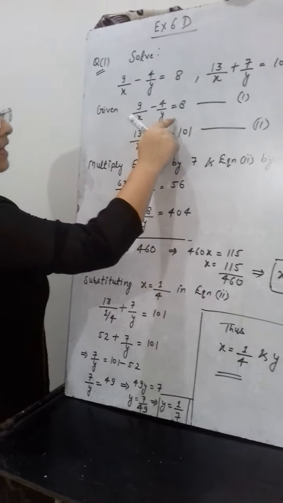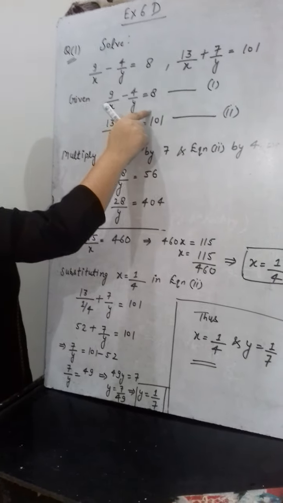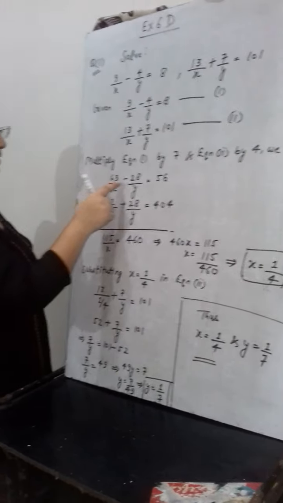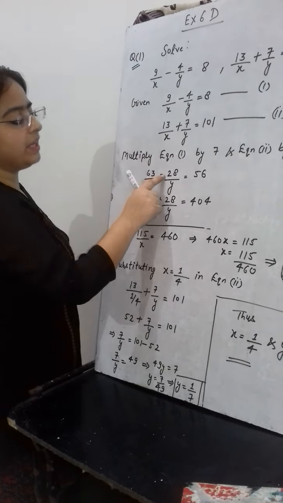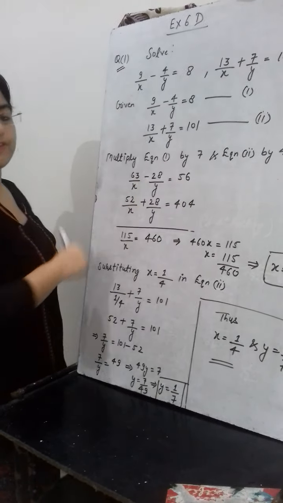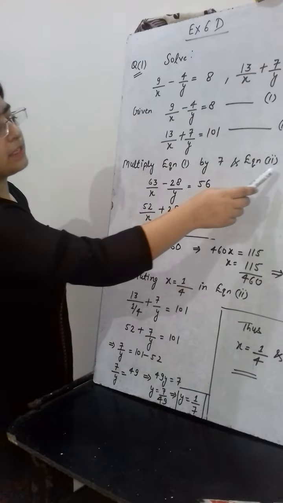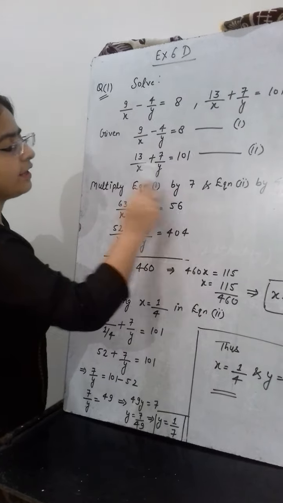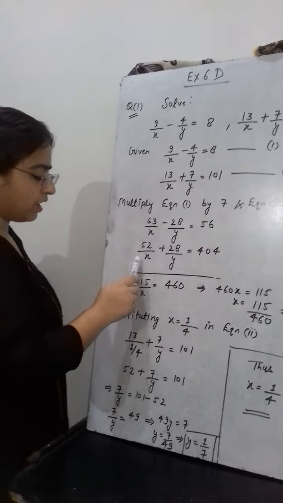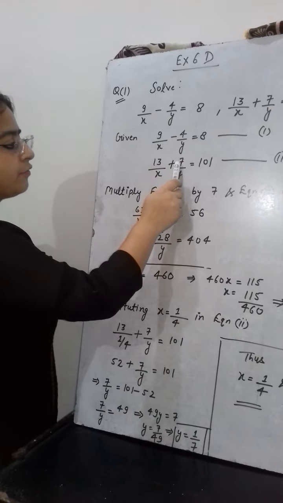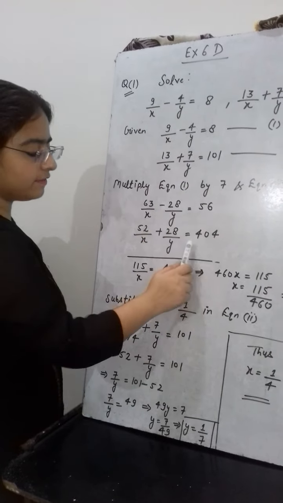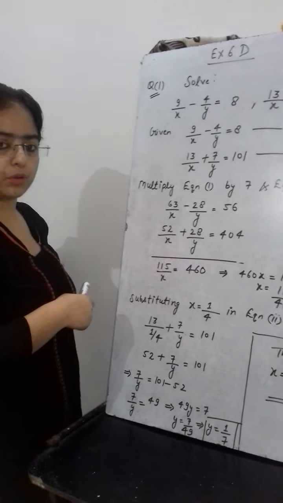On multiplying by 7 in this equation, we will get 7 nines are 63/x - 7 fours are 28/y = 7 eights are 56. And then by multiplying by 4 in the second equation, we get 13 fours are 52/x + 4 sevens are 28/y = 4 into 101, we get 404.